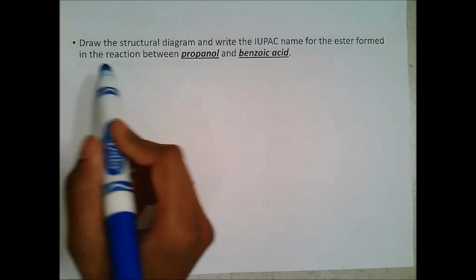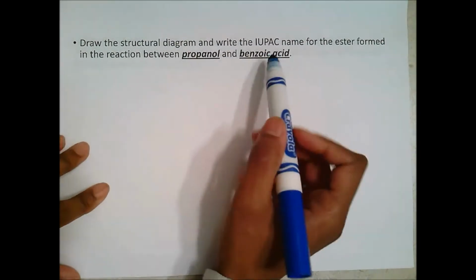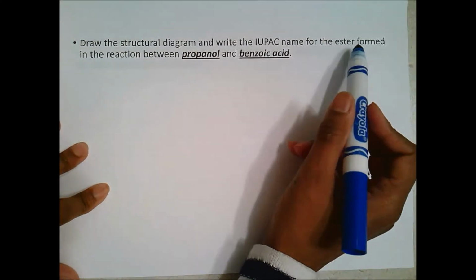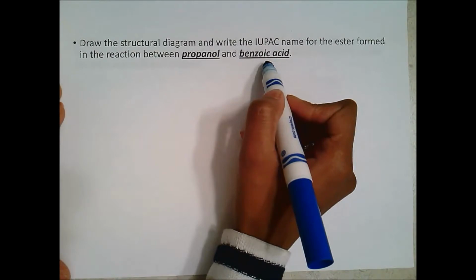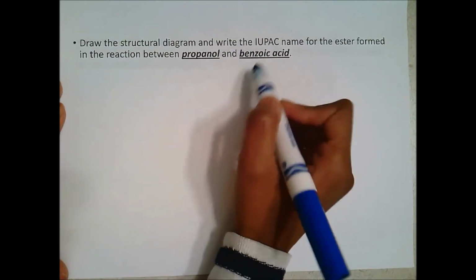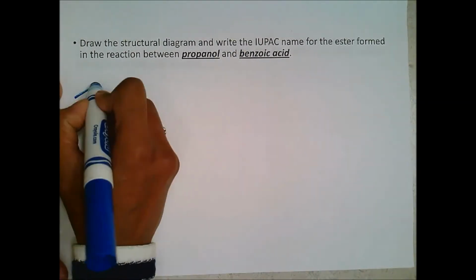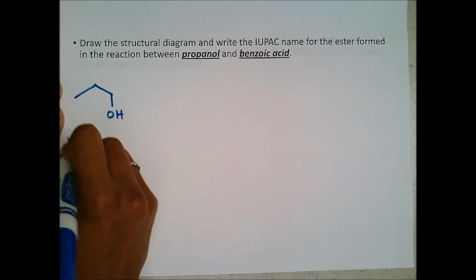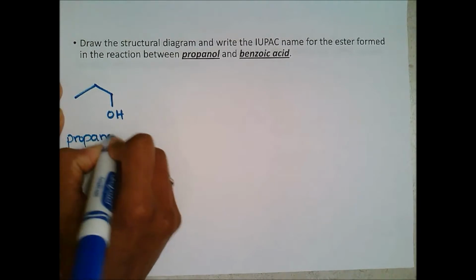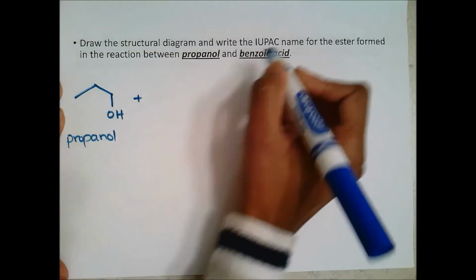Here we want to draw the structural diagram and write the IUPAC name for the ester formed in the reaction between propanol and benzoic acid. So I'm going to assume that you know what those look like. So propanol, 3 carbons long, alcohol, plus your benzoic acid.